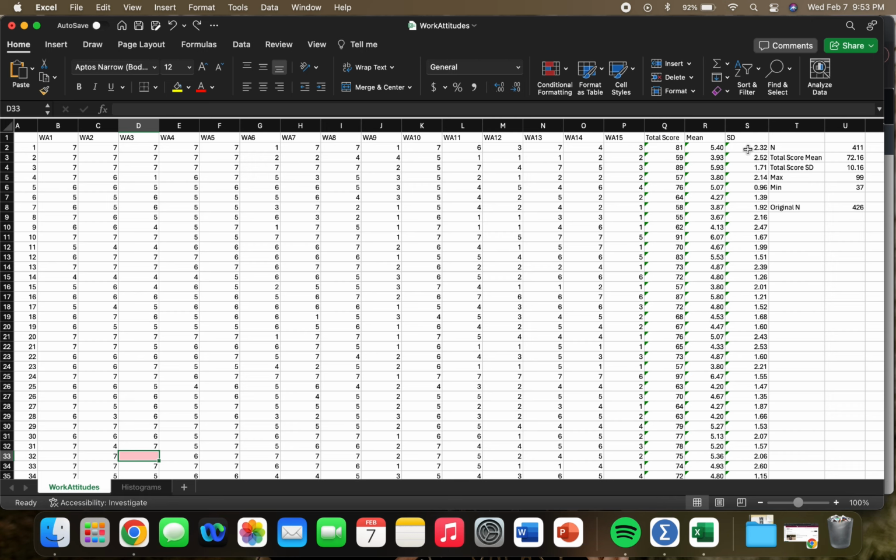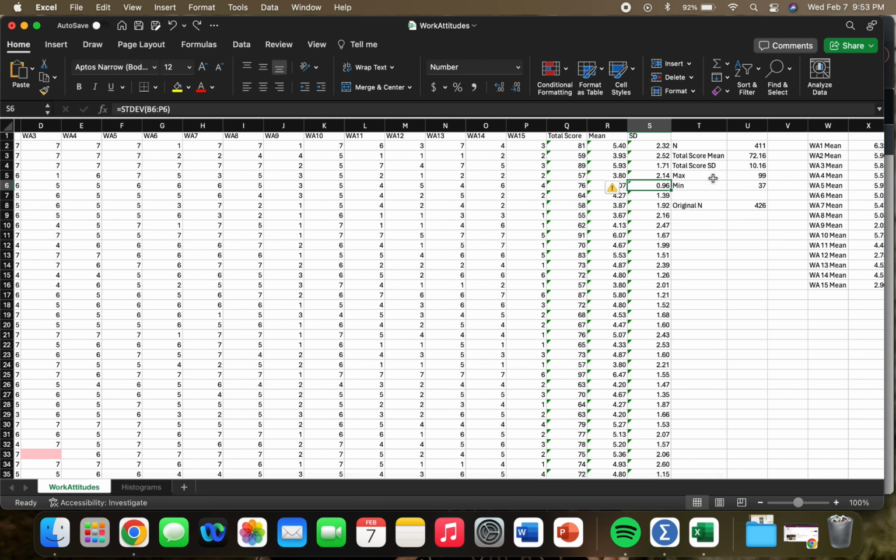And then for standard deviation, another pretty straightforward formula is just equals standard deviation here, and then same thing, dragging across. So I got the standard deviations for each of the candidates that went through. And then over here, just a couple of general descriptives, or frequencies, you might say as well.